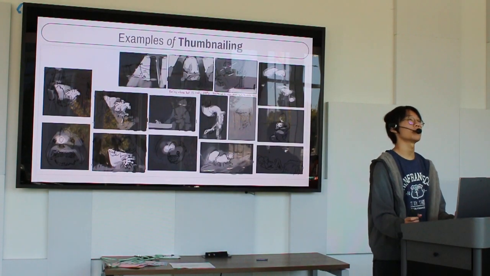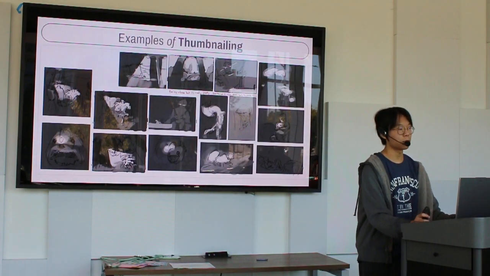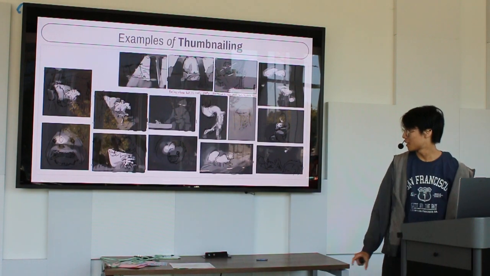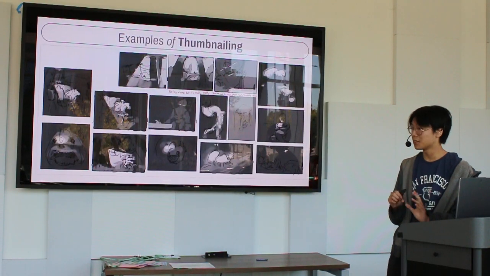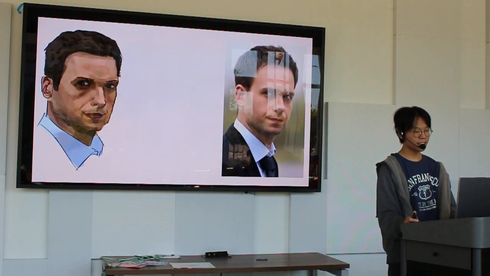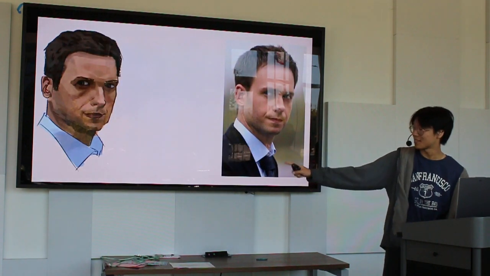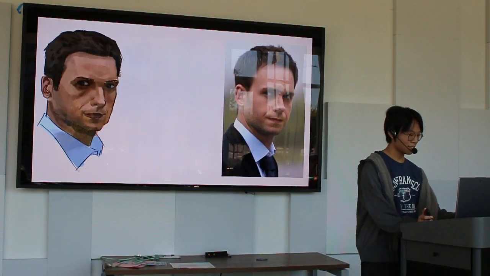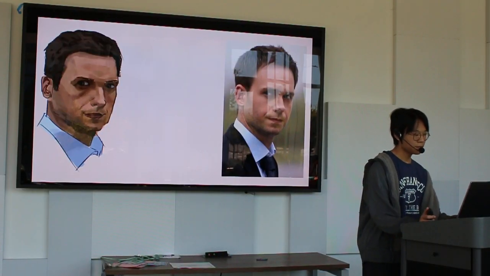So in my process for a digital portrait, first I'll find a picture, and then I use thumbnails, which are little tiny drawings that you enlarge later to make a big portrait. I'm going to go over the process of how I made this little portrait of Mike Ross, even though it probably isn't the best example.